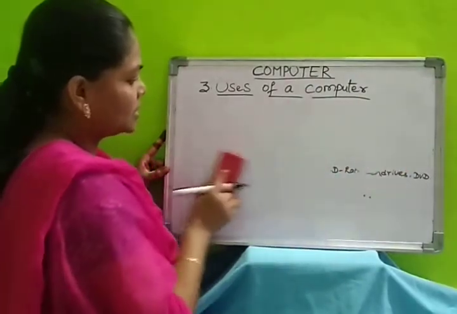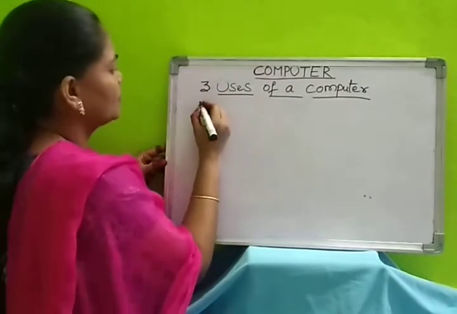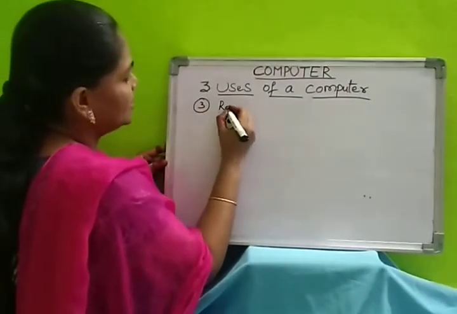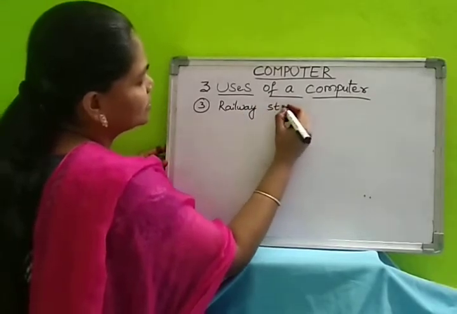So next, what is the third place? Railway stations and airports. The third place is railway stations.